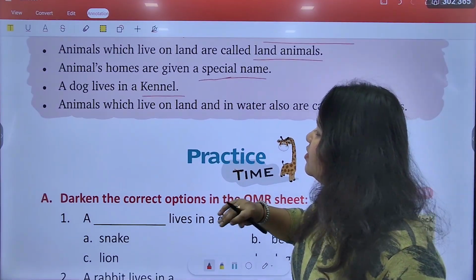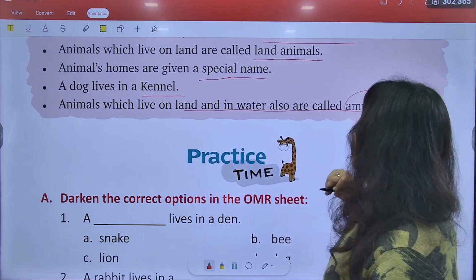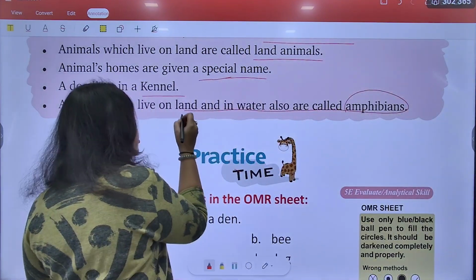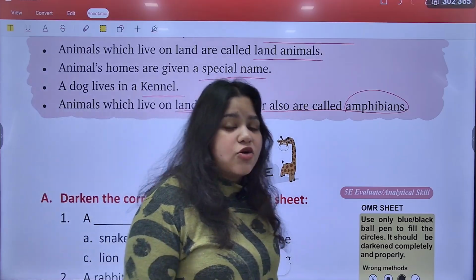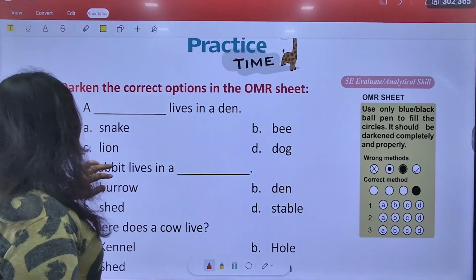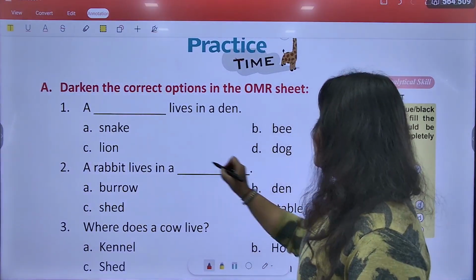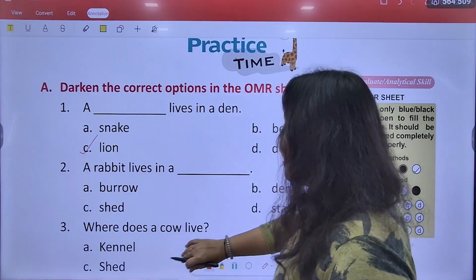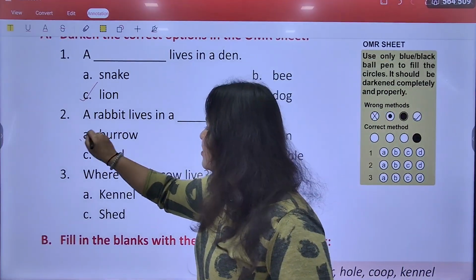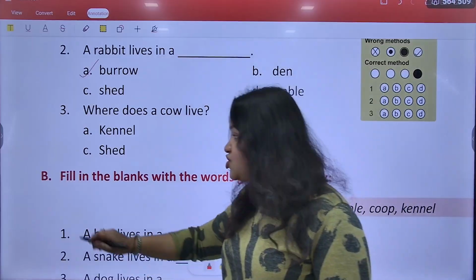Animals which live on land as well as in water are called amphibians. Now it is practice time. Let's darken the correct option. A lion lives in a den. A rabbit lives in a burrow. Where does a cow live? A cow lives in a shed.